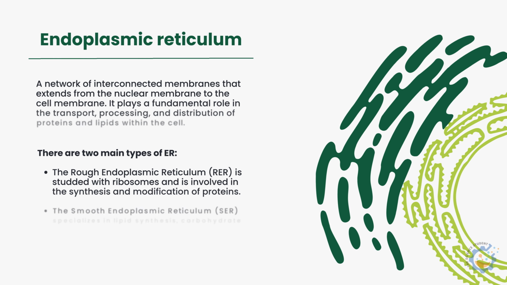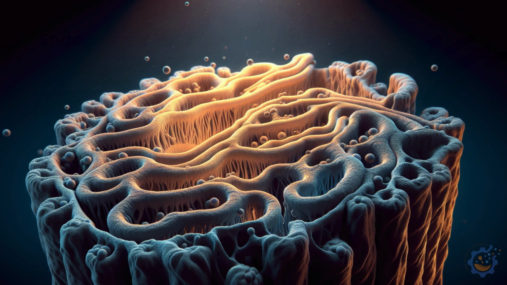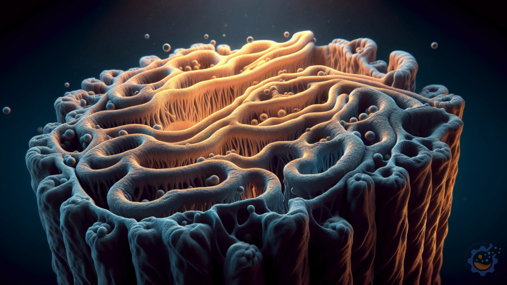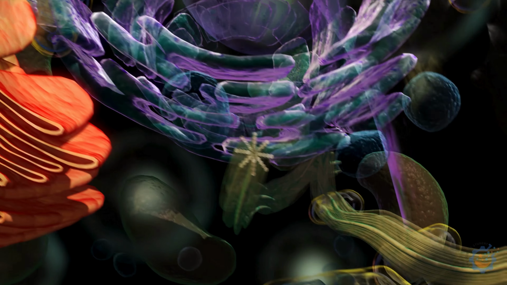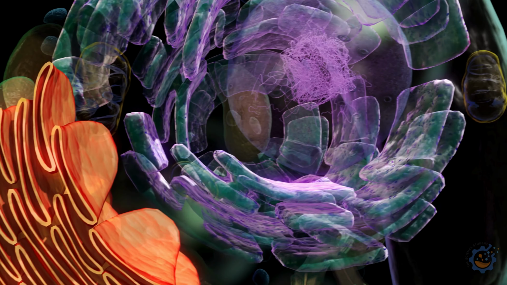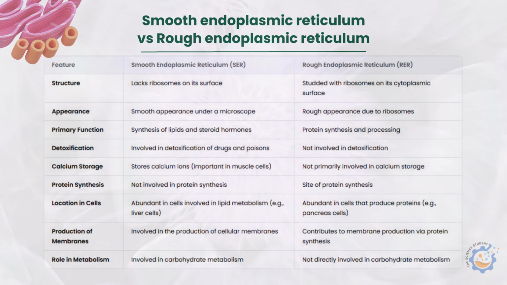The endoplasmic reticulum is a network of interconnected membranes that extends from the nuclear membrane to the cell membrane. It plays a fundamental role in the transport, processing, and distribution of proteins and lipids within the cell. They are of two main types: the rough endoplasmic reticulum and the smooth endoplasmic reticulum. The rough endoplasmic reticulum is studded with ribosomes and is involved in the synthesis and modification of proteins. In contrast, the smooth endoplasmic reticulum specializes in lipid synthesis, carbohydrate metabolism, and detoxification.